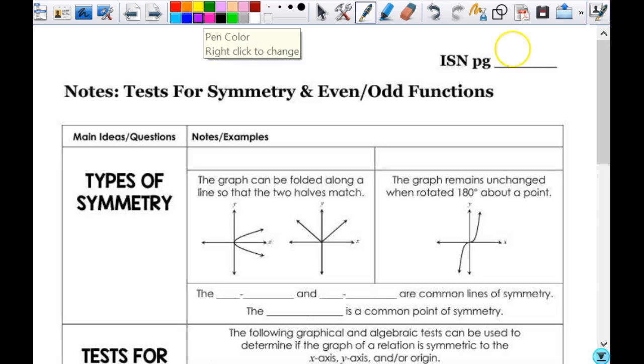Going on page 31 when we're done. So we're going to look at tests for symmetry, and then even and odd functions is tomorrow, all right? So we're going to look at the graphs and the types of symmetry that these graphs have.